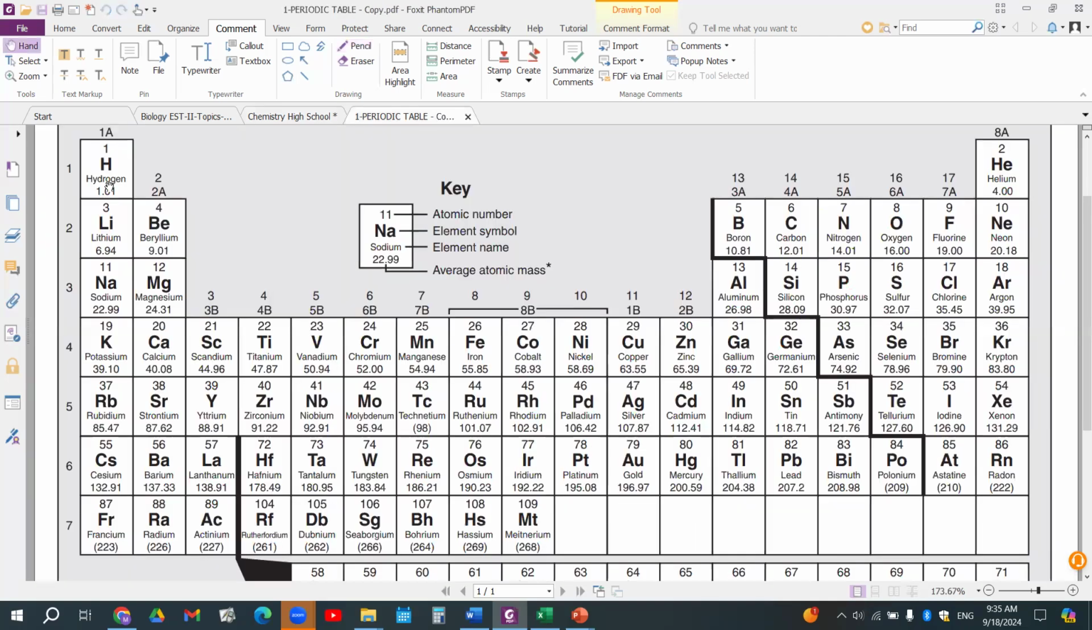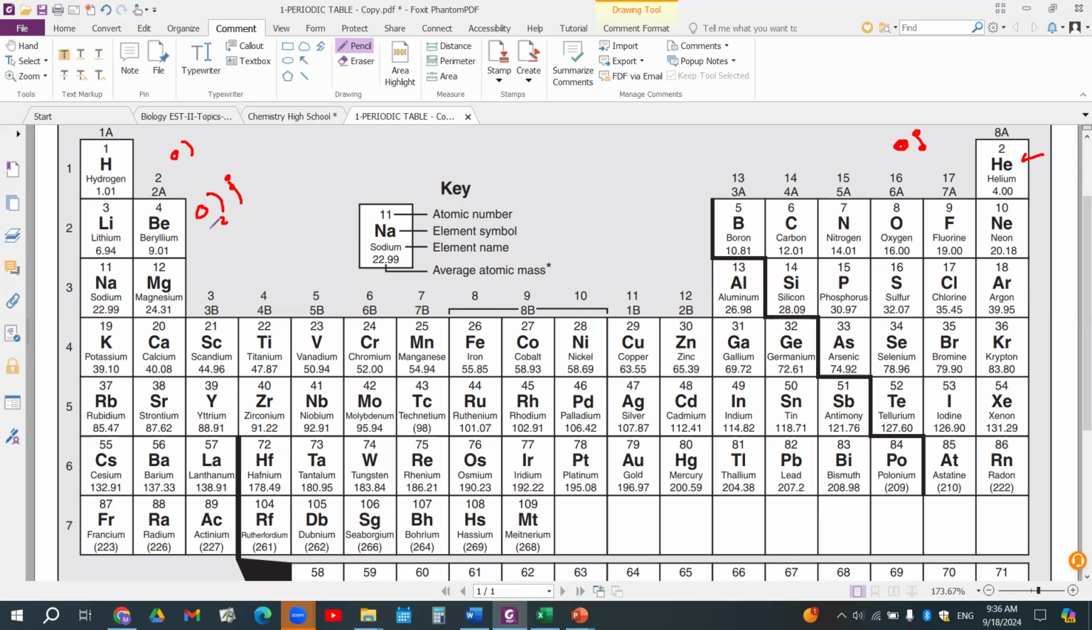Here, hydrogen has only 1 electron, present in the first energy shell. Helium has 2 electrons in the first energy shell. So the first energy shell is saturated, and this is called a noble gas. It's inert. It's not active. It's satisfied. Lithium has 3 electrons: 2 here, satisfied with 2, and only 1 in the outermost energy shell.